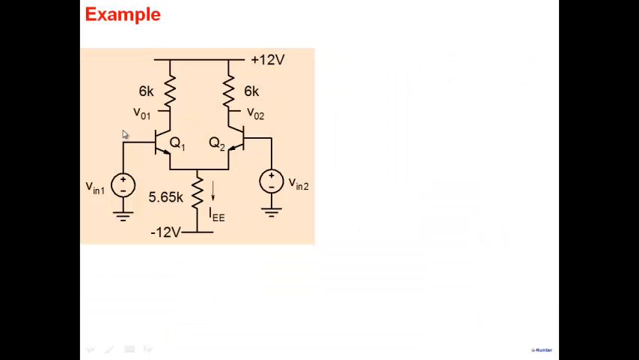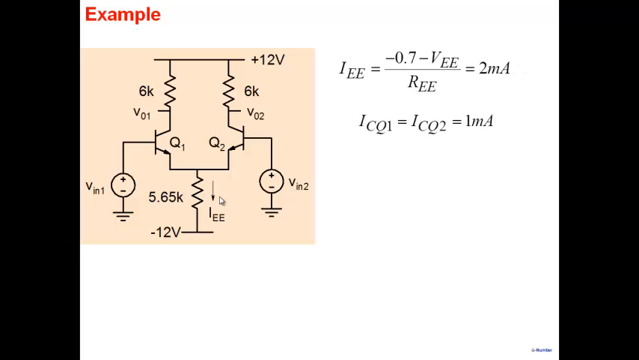Okay, let's take a quick example. So we have a differential pair here. Plus 12, minus 12 volt is the supply voltage. 6K are the collector resistances. RE is 5.65K. As usual, the analysis will start with bias point analysis. So we determine IEE, which is this current here. Remembering the voltage at this node, when you remove the input voltage here, meaning this is ground and this is ground, the voltage at this node is minus 0.7. And so we get IEE, which is 2 milliamperes here.